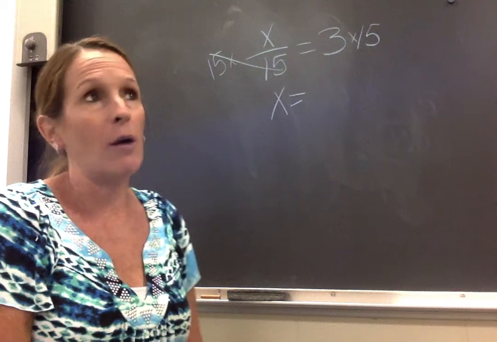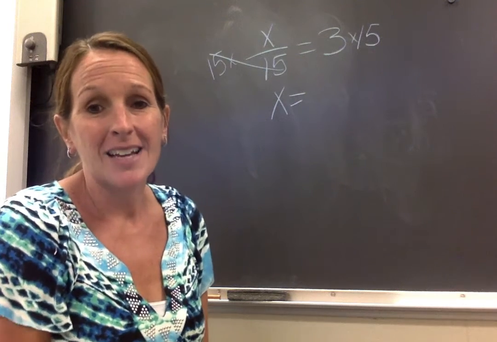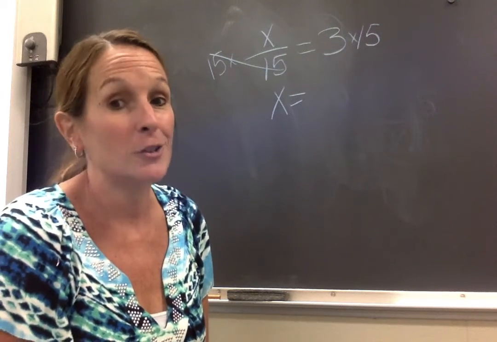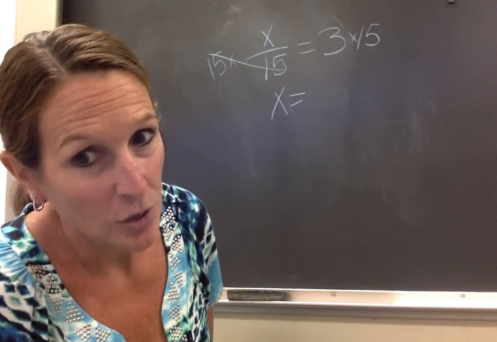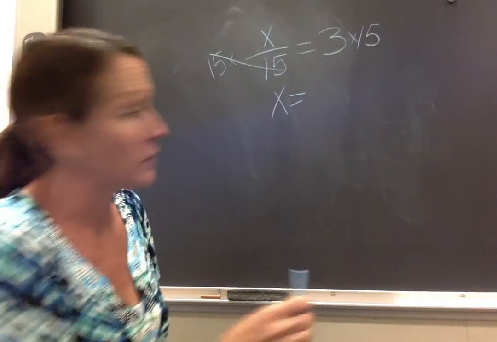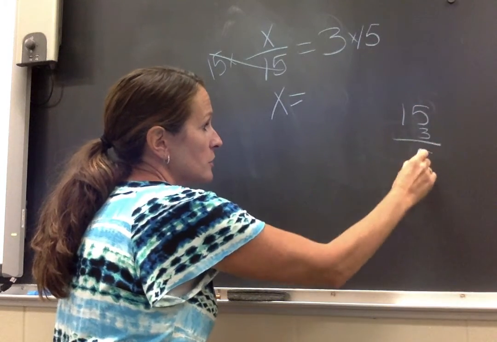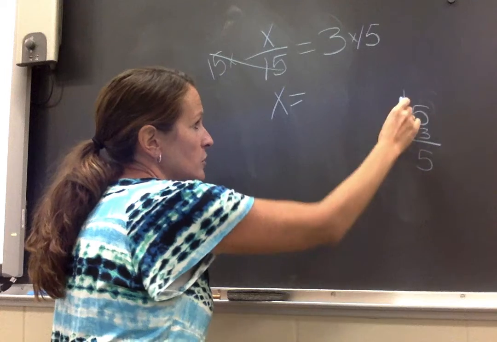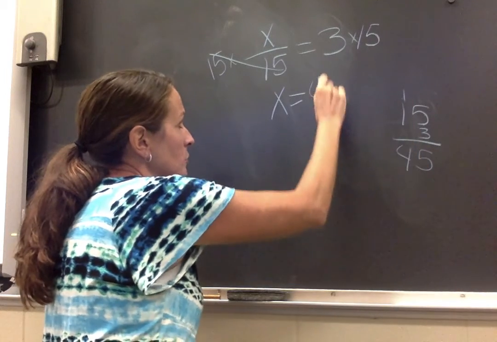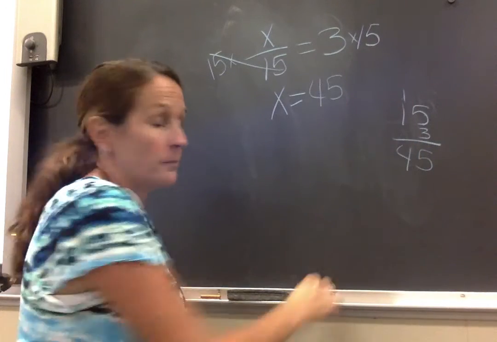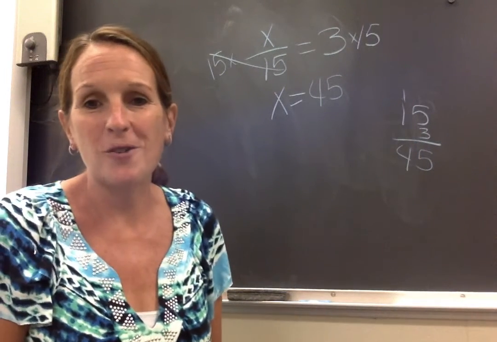And then I have to figure out 3 times 15. You can do it on paper. You can do it on a calculator. You don't do it in your head. So let's figure it out. 15 times 3. 5 times 3 is 15. 3 times 1 is 3, plus 1 is 4. x equals 45.